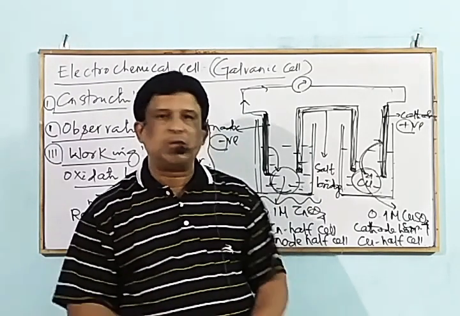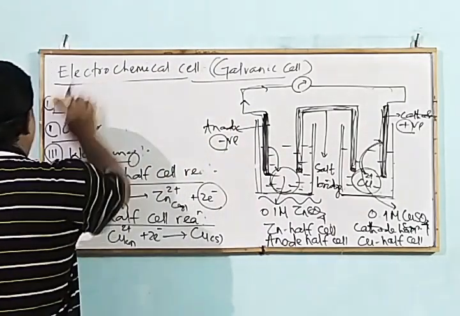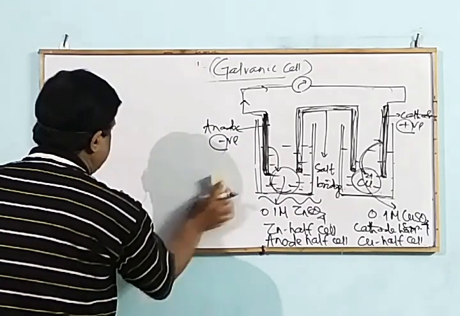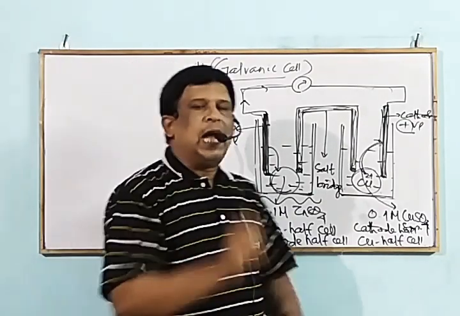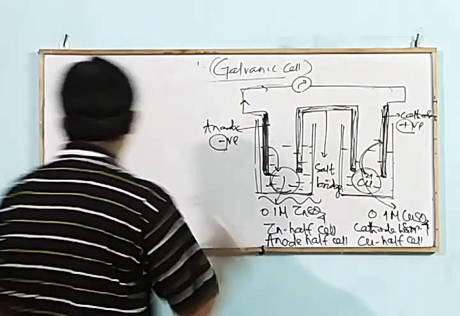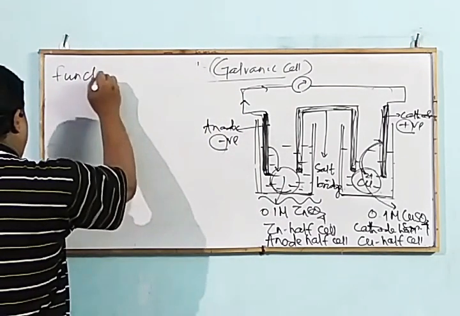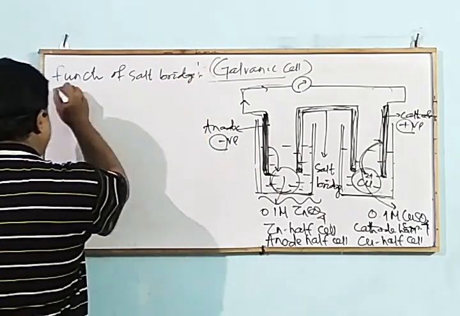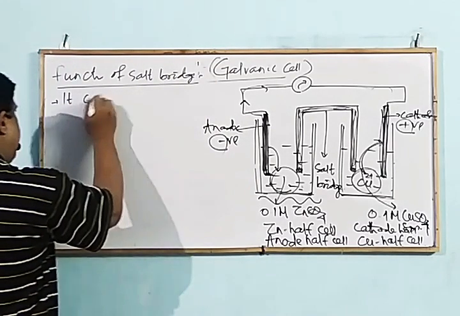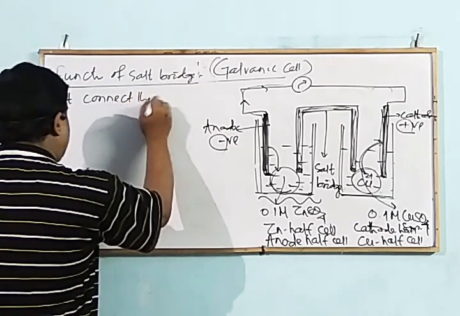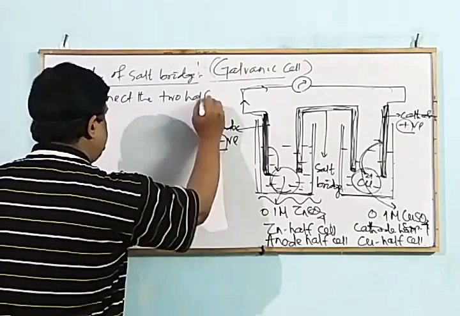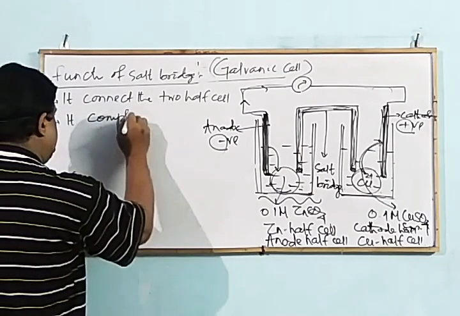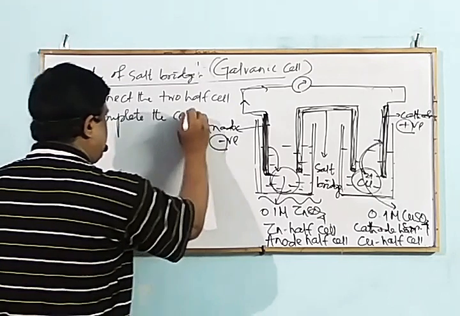So what is the function of the salt bridge? Next we discuss the function of the salt bridge. Very, very important one. It is a 2-mark question: what do you mean by salt bridge, and write down its function. Mark that. Function of salt bridge: 3 to 4 points are there. Point 1: it connects the 2 half cells. Point 2: it completes the cell circuit.